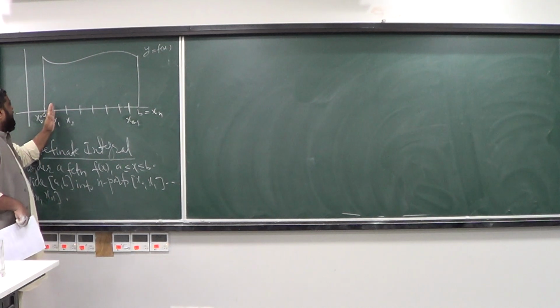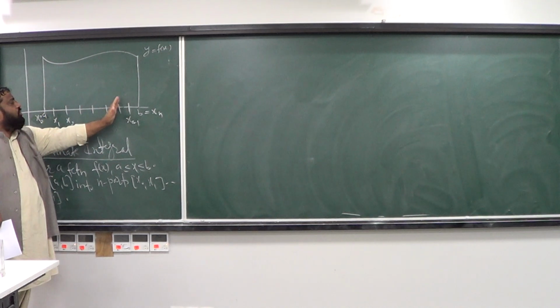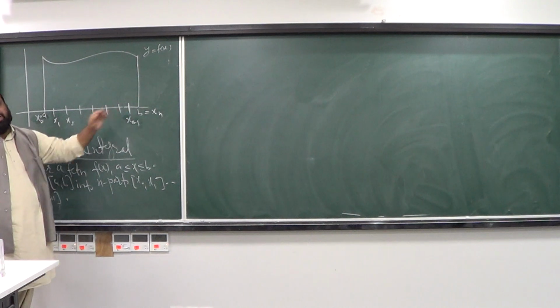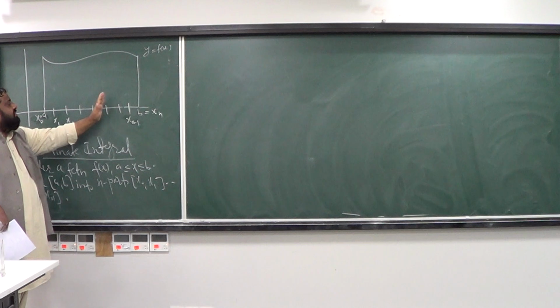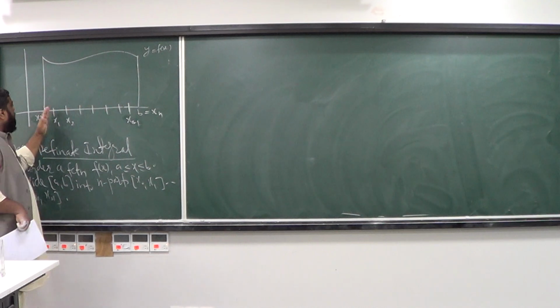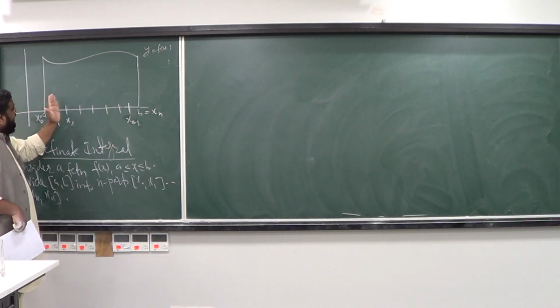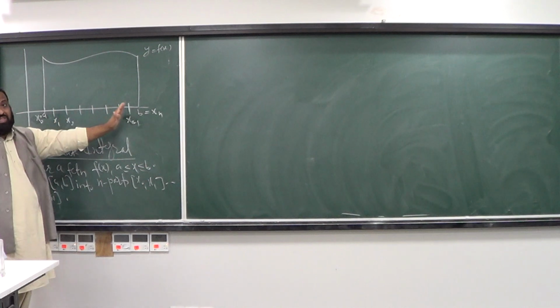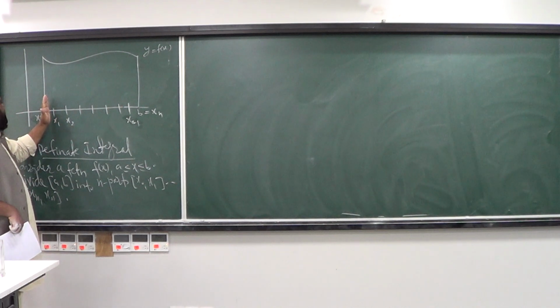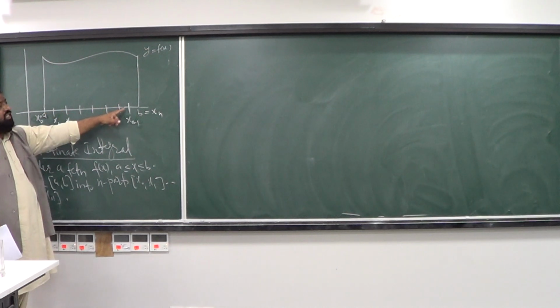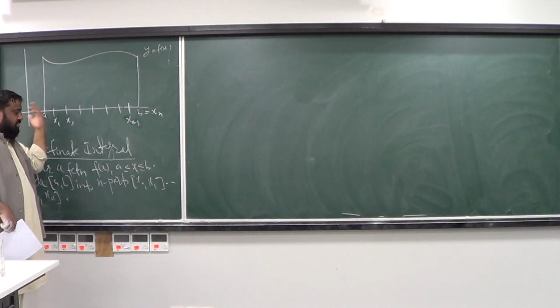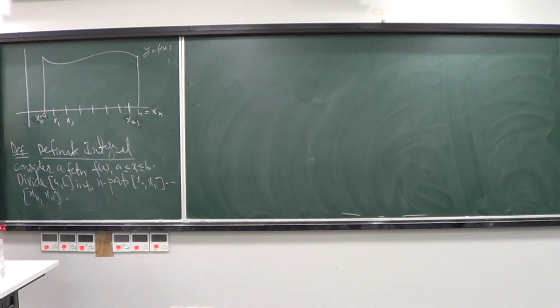If I am choosing the right endpoints from each subinterval, then my sample points are these right endpoints. But these sample points can also be the left endpoints of each subinterval. The sample points can also be the middle of each interval. So there are all sorts of choices actually.